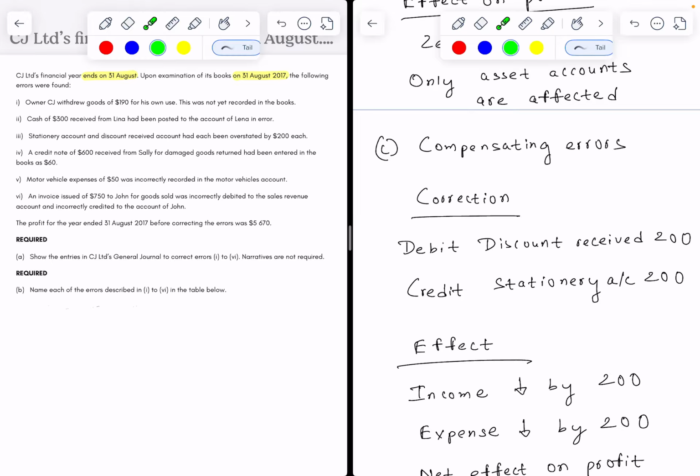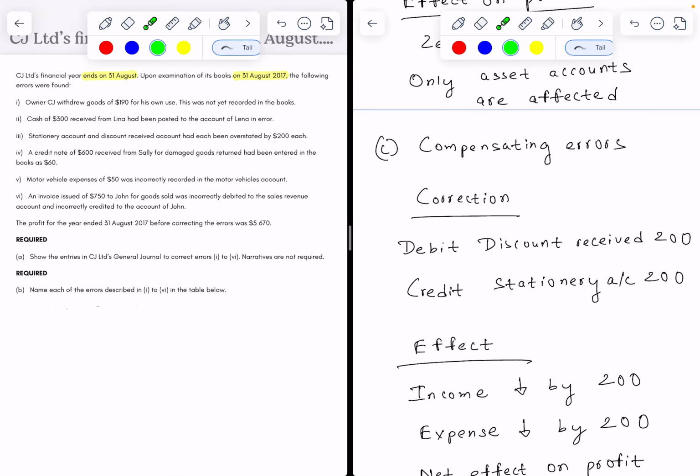Discount received, as we know, is a revenue or income account, which would be credited when it increases. Now that we have to reduce it, we have to do the opposite of credit, which is to debit it. So we would debit the discount received by $200. Simultaneously, the expense account of stationery would have originally been overstated by $200, which we would have debited by an extra $200. Now that we have to reduce it, we have to credit the stationery account by $200.